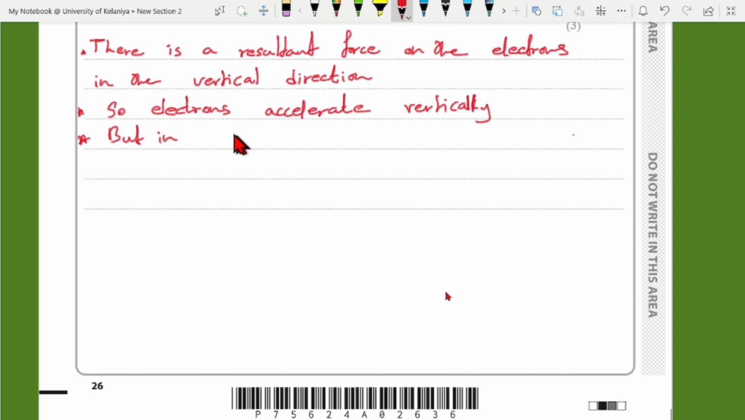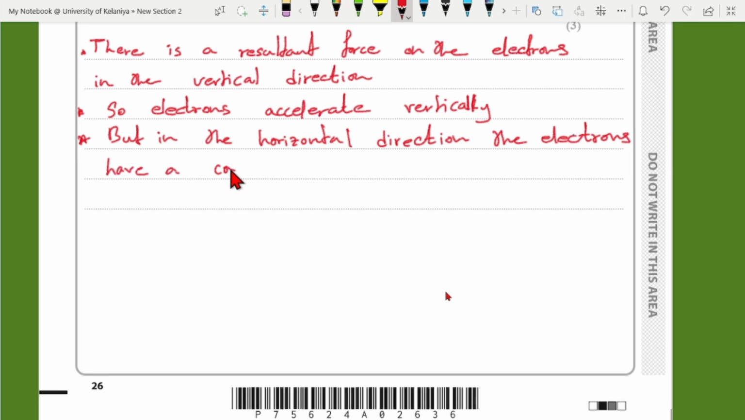But in the horizontal direction, the electrons have a constant velocity or speed, right?